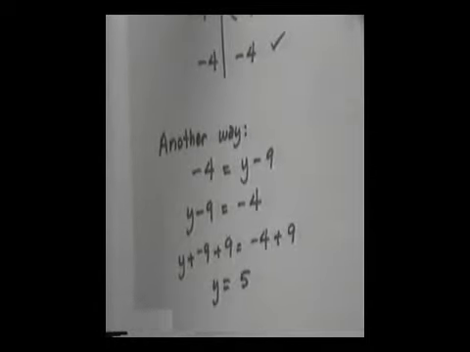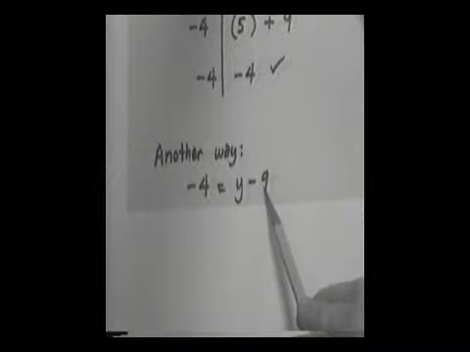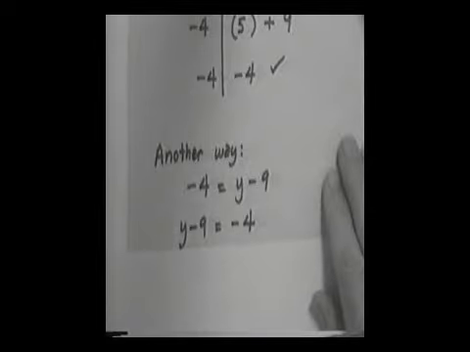Another way for this one is to take the original problem, -4 equals y subtract 9, pick up the two pieces and swap them so that we write y subtract 9 equals -4. Then we'll proceed the same way we did before. Y subtract 9 equals -4.